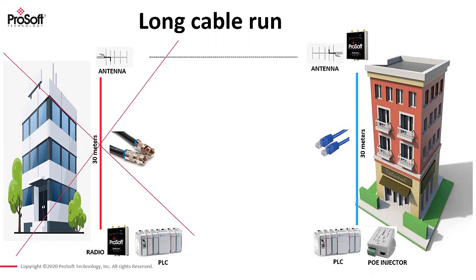There's 2 advantages to this. Using long runs of antenna cable, you obviously have a lot of signal loss. So the Ethernet cable is going to give you a much stronger signal. And it's also a lot cheaper to run Ethernet cable than it is antenna cable, if you have any sort of distance to run.